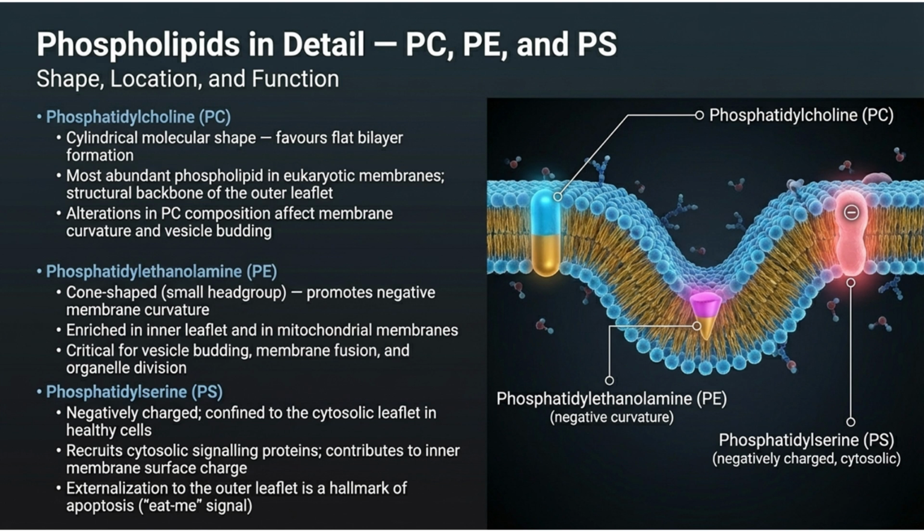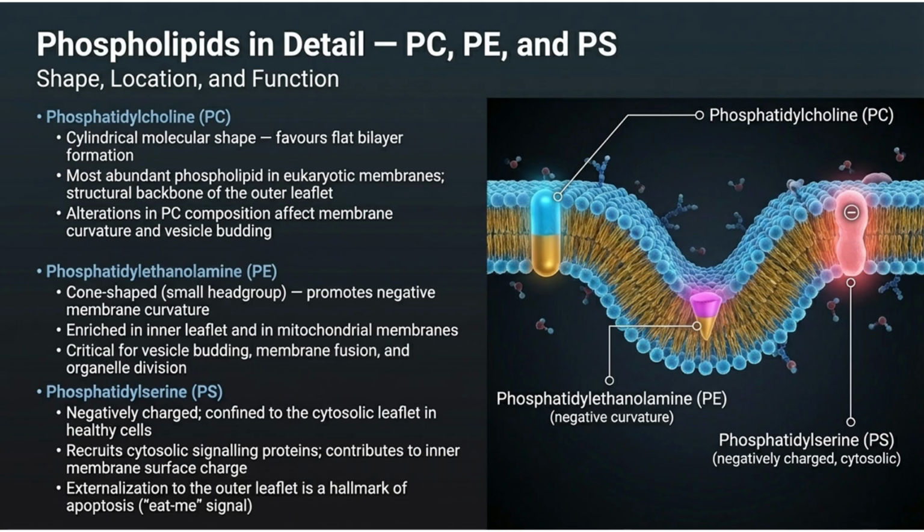Phosphatidylserine requires perhaps the most careful clinical attention of the 3. Its negative charge makes the cytosolic face of the inner leaflet an electronegative surface, and this creates a docking platform for a wide range of cytosolic signaling proteins that carry positively charged domains. These proteins include kinases and other enzymes that coordinate critical signaling cascades within the developing embryo. The strict confinement of phosphatidylserine to the inner leaflet in healthy cells is therefore not just a structural curiosity. It is a signaling environment that must be maintained.